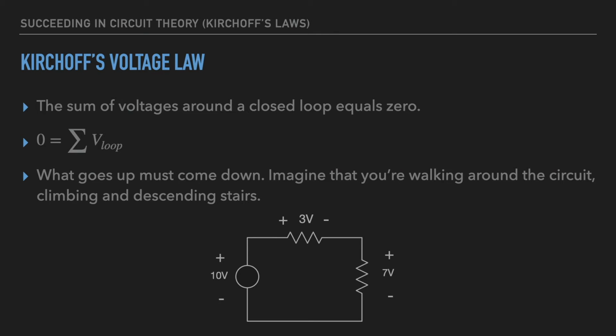Now we'll move on to Kirchoff's Voltage Law. This states that the sum of voltages around a closed loop must equal 0. Basically, after going around a loop, you end up where you start. Since the start and end points are the same, the voltage difference between them must be 0. Now let's look at this line that says what goes up must come down.